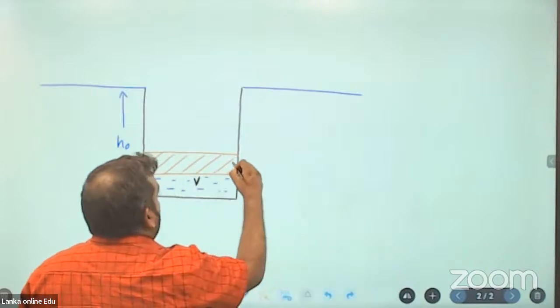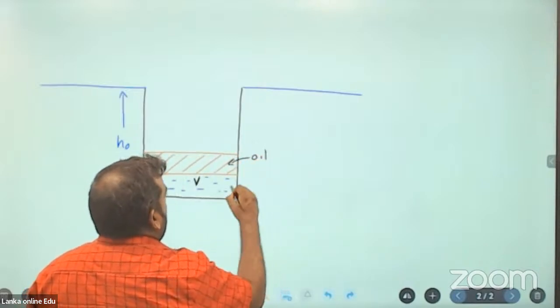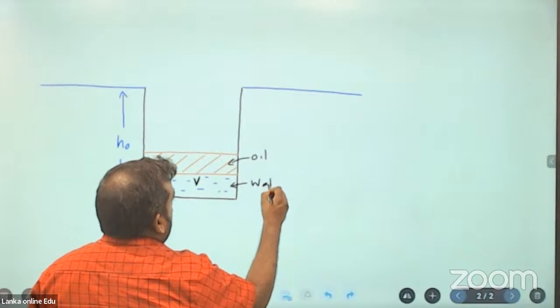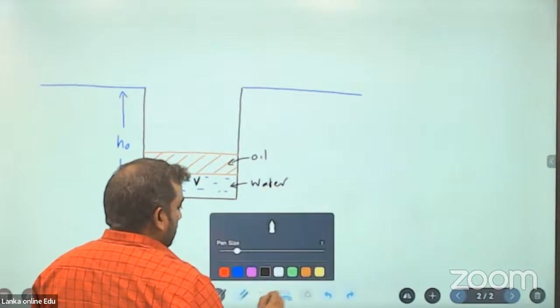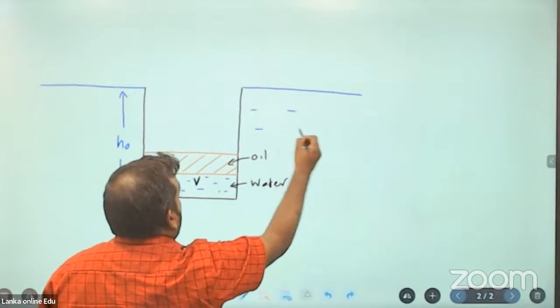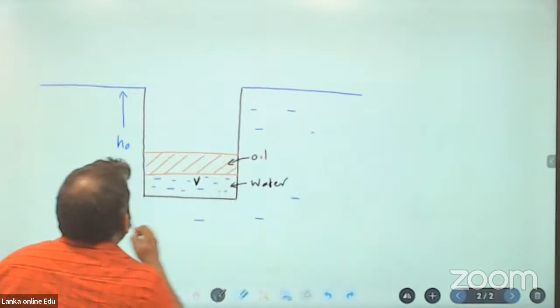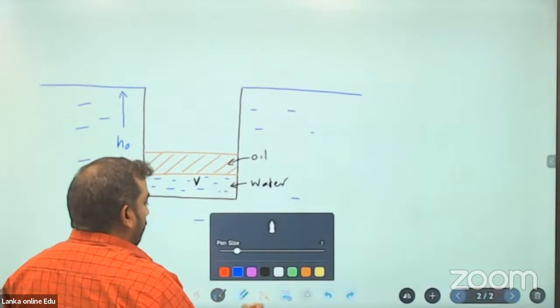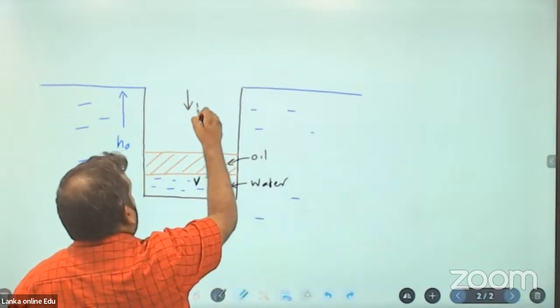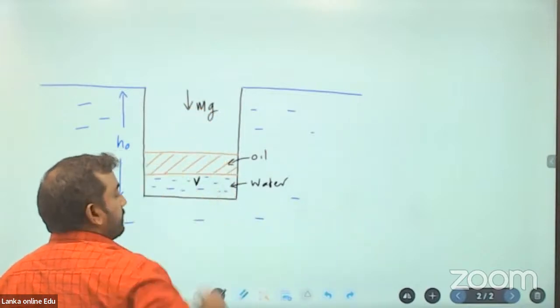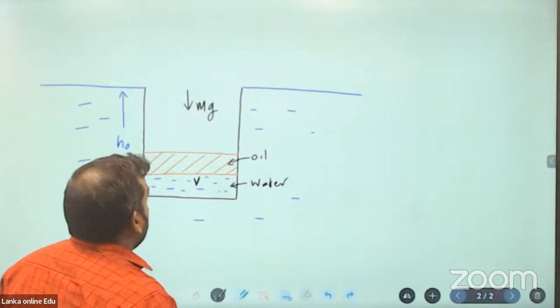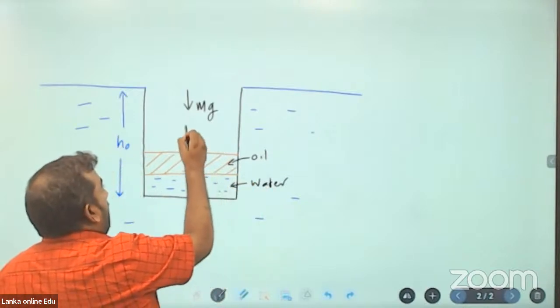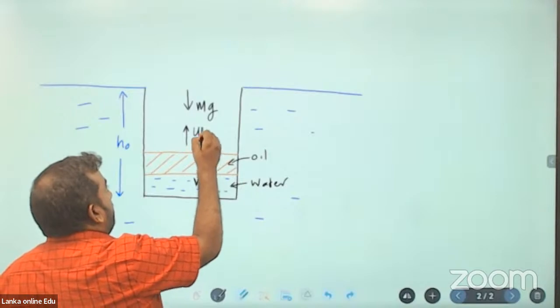So here you have oil. Here you have water. Don't forget, surrounding also you have water. Now the beaker is just floating. So weight of beaker is there, Mg. Now be careful. Upthrust is going to be completely different.